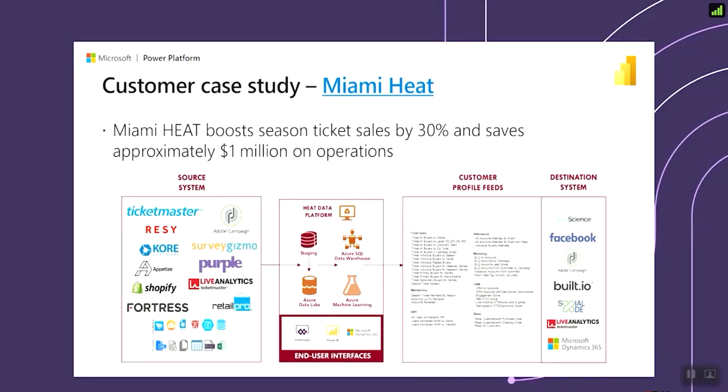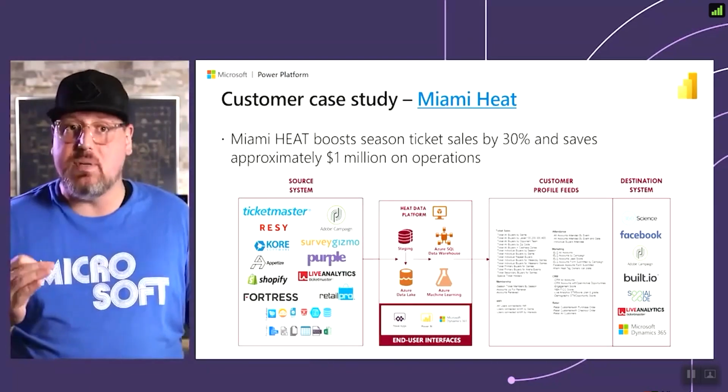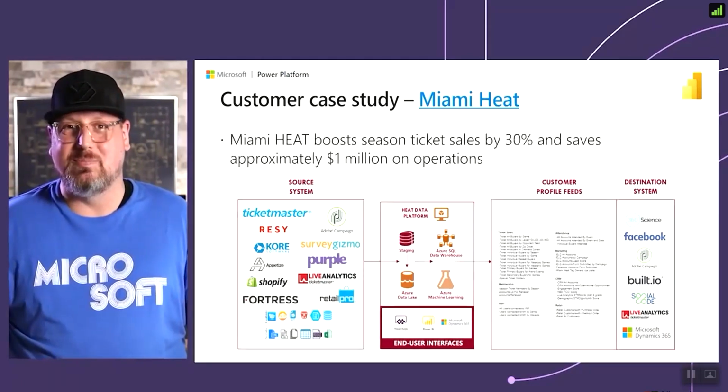So let's see how the Miami Heat, the basketball team in the NBA, was able to boost their season ticket sales by 30% and save approximately $1 million on operations.